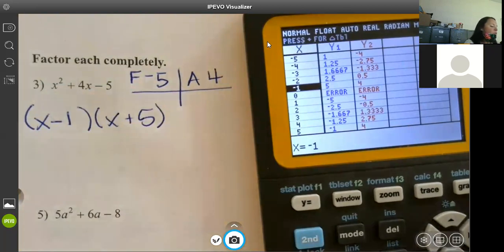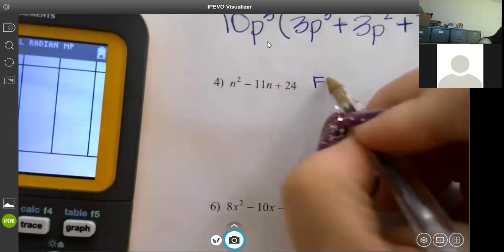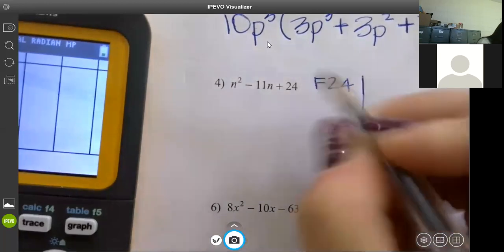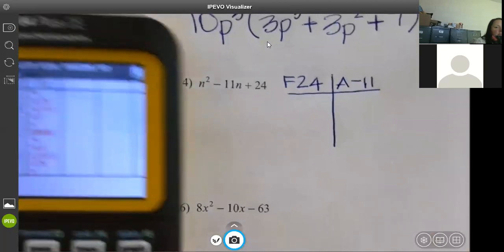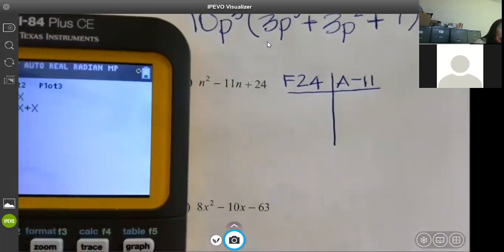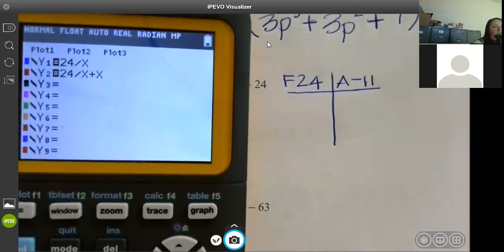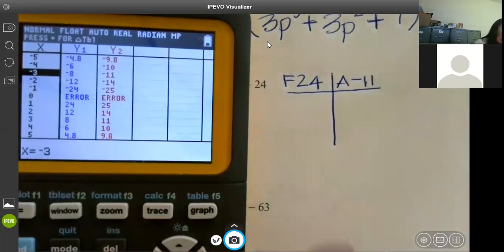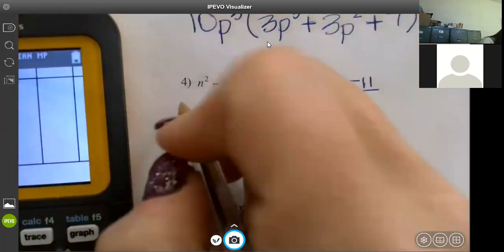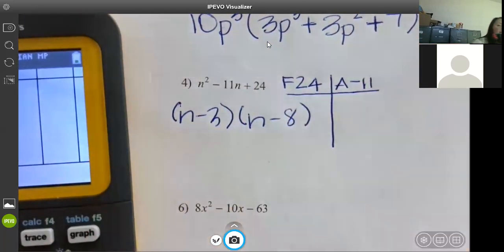We'll do the same thing on number 4. We're trying to find factors of the last, so 24. Make sure if it's negative, you use a negative. That add to the middle, which is -11. So in our calculator, we're doing factors of 24. And we're looking for a red -11. What are my two numbers? So our variable is n and a -3, n and a -8.